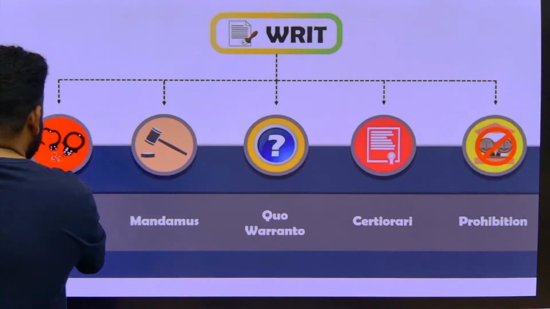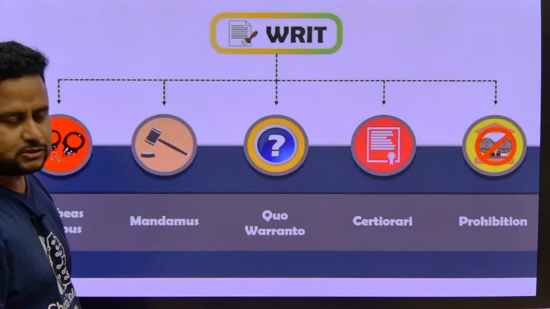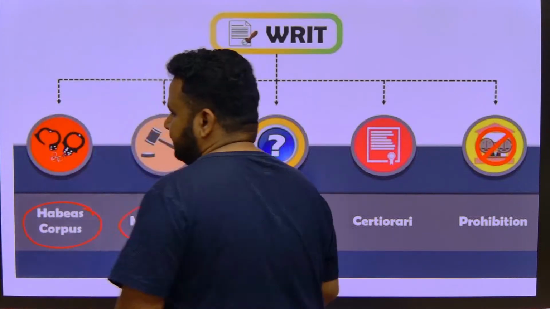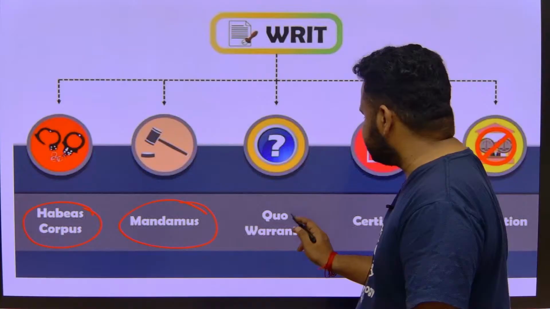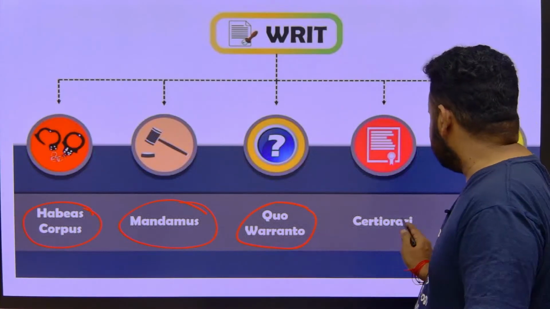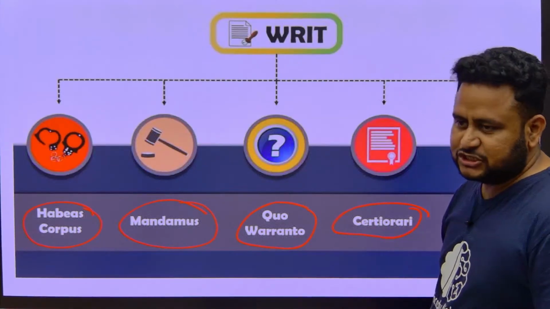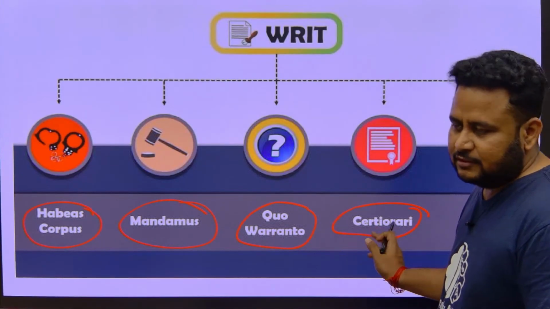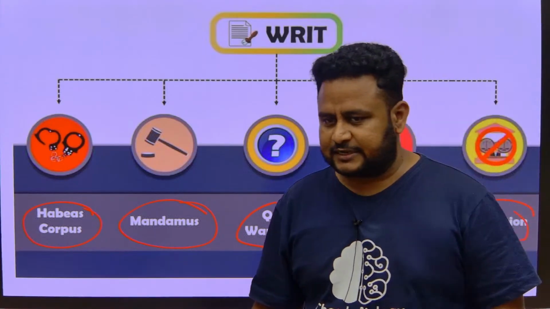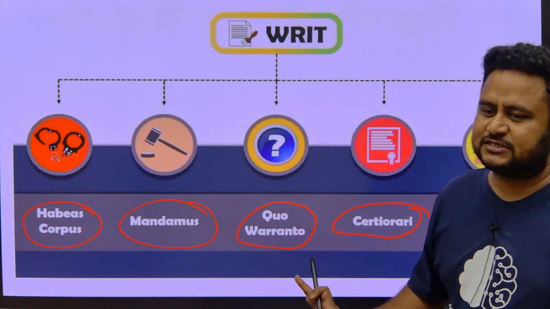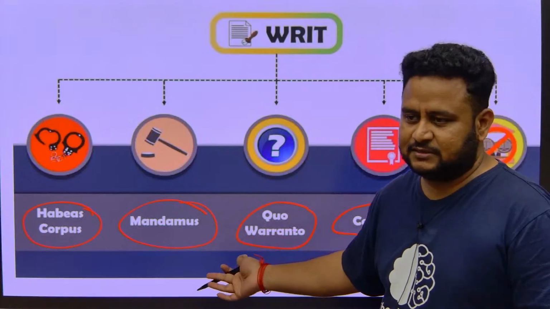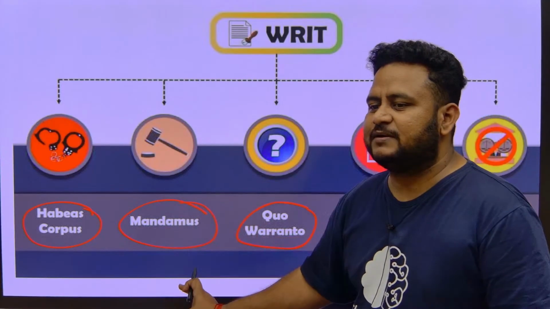One is habeas corpus. You may have heard about it in movies also. Next we have mandamus. Next is quo warranto. Next is certiorari. Next we have prohibition. So these are the 5 types of writs you have to remember. Once you understand the meaning, remembering this becomes easy. So let us discuss each one of them one by one.